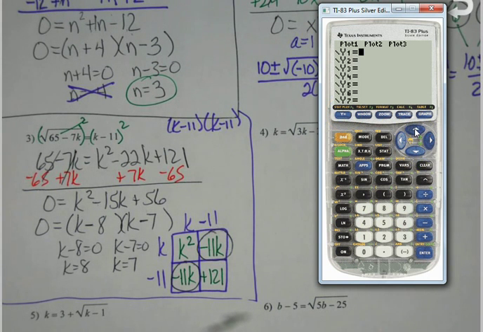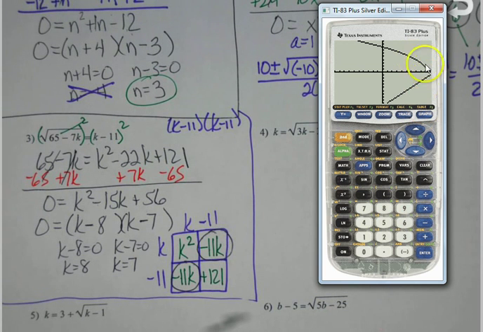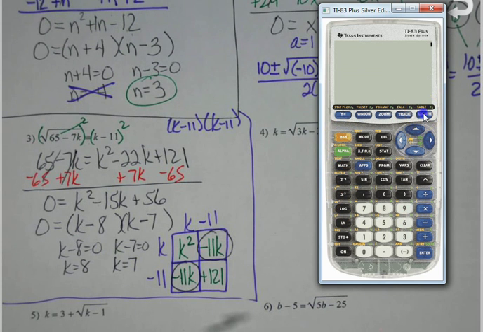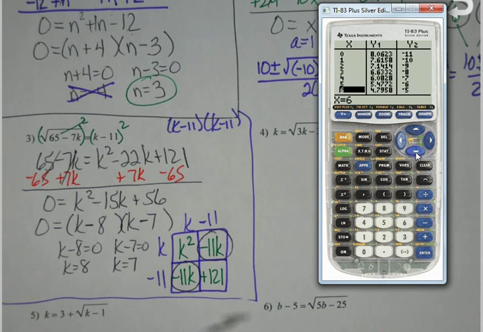So again, I go back to the original. So 65 minus 7x and x minus 11. And I hit graph. And I look at that and I'm like, those don't look like they're crossing. Maybe they cross over here or something, but that's kind of weird, because my answers are supposed to be 7 and 8. Well, let's look at the table and see what's going on here.